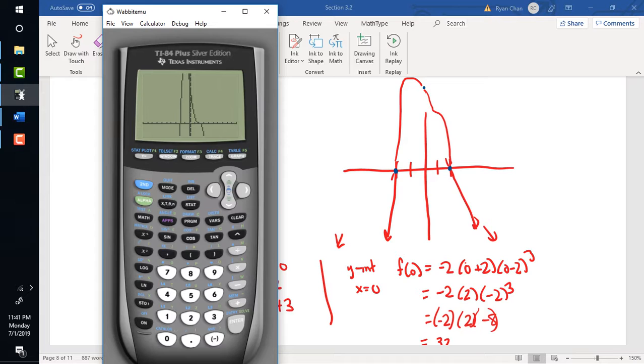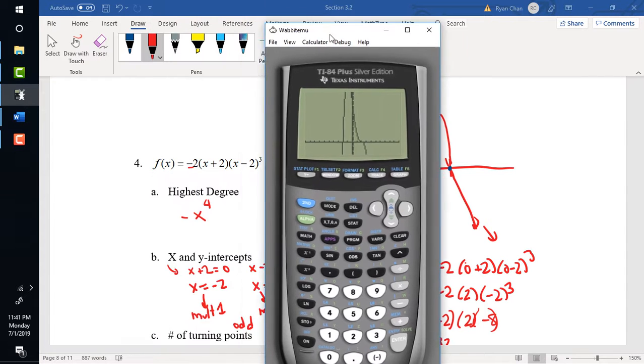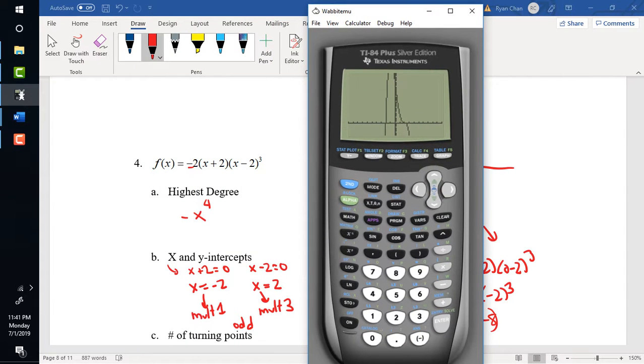And then my turning points may not match with my sketch, but it should be less than 4 because I have a degree of 4. Okay? Yeah, and that's it.